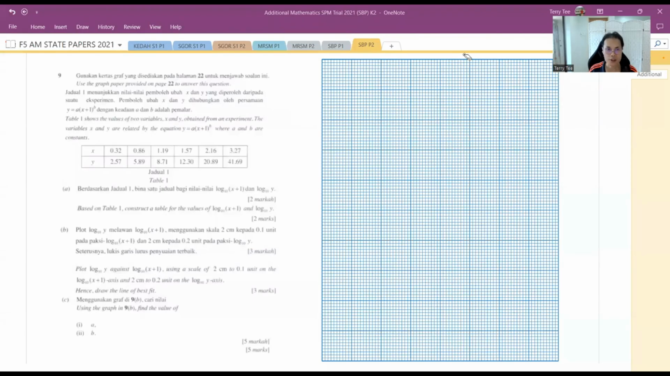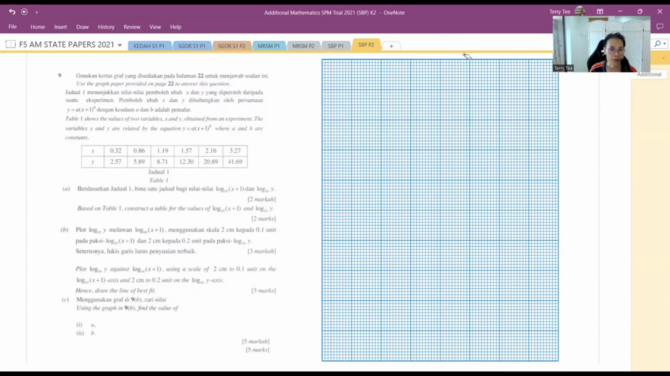Okay, moving on, this is question number 9. This is from Form 4, chapter 6, linear law. The first thing I will do is draw a table of values. It's given that the table shows two variables, x and y, from an experiment. They are related by the equation y equals a(x plus 1) to the power b, where a and b are constants.